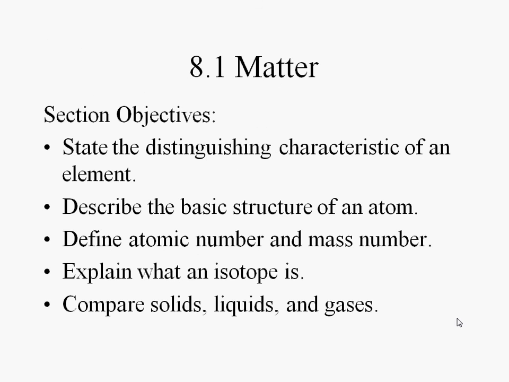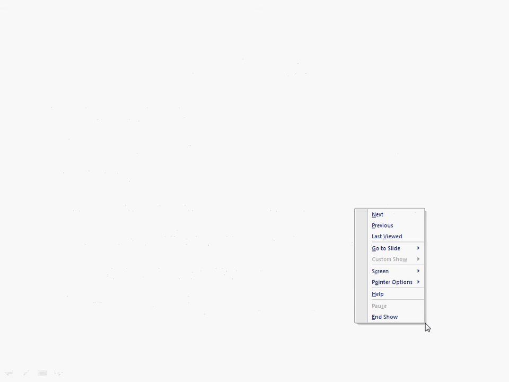So let's go back to the beginning and just rehash what we learned today. We learned today that we can distinguish characteristics of an element by looking at the periodic table. We can describe the structure of an atom. We can define atomic number and atomic mass. We can explain what an isotope is. And we can compare liquids, solids, and gases.